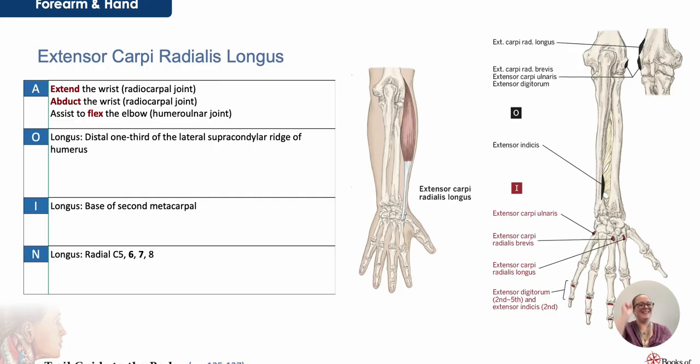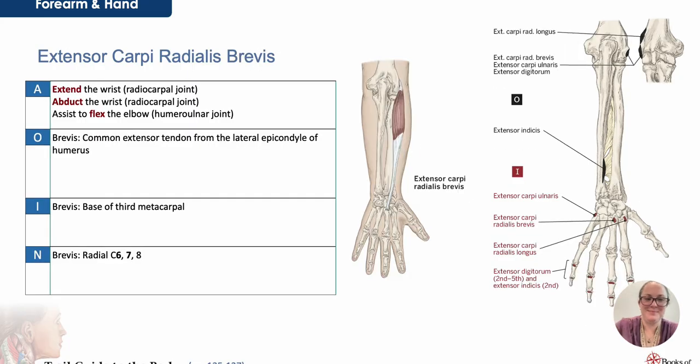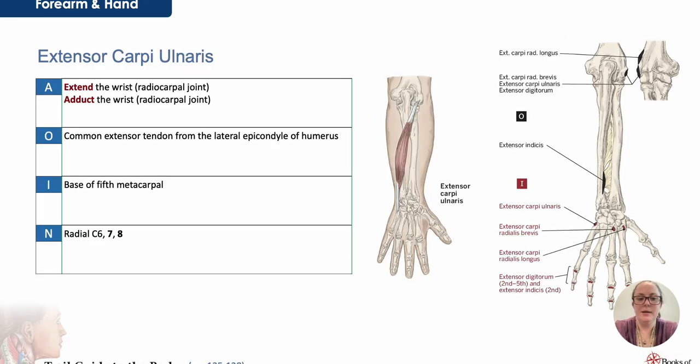Look at what the brevis attaches to. Here's longus, and now here's brevis. Same thing. They're extending the wrist, abducting the wrist, and assisting the flexion of the elbow. Got it? So it crosses over, again, and connects. This one is on the third metacarpal. Alrighty.